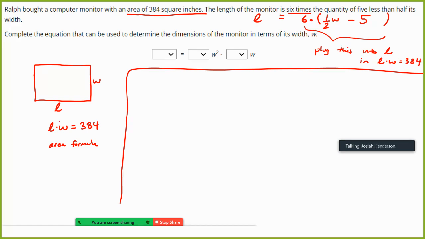So I'm basically going to take my L times W equals 384, because that's the area, right? The area of our screen or monitor. And then since the other equation is L equals, I'm going to just drop that in where L is in my first equation. Here we go.